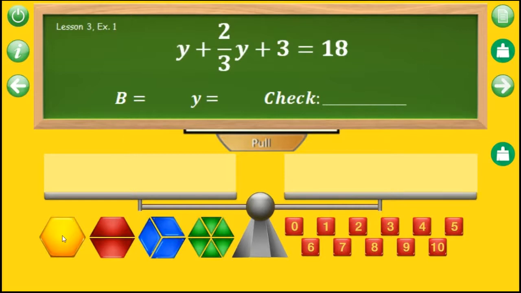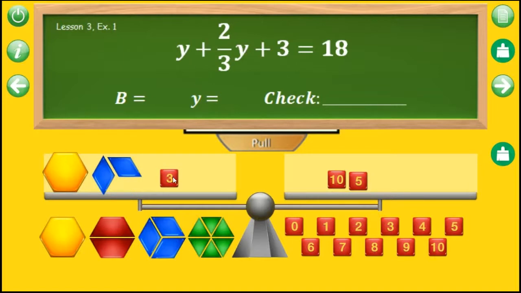Y, as we know, is the yellow block. We need to add 2/3 of y. So I assume you agree with me that we need 2 blue blocks. Is that correct? For 2/3 of y plus 3 equals 15. So this lesson 3 is more complicated because you now have 2 expressions involving the unknown.